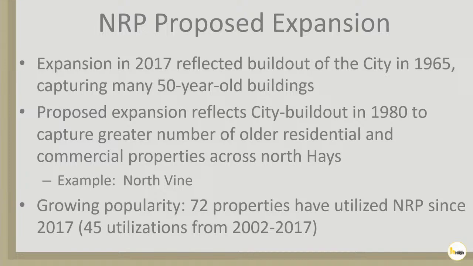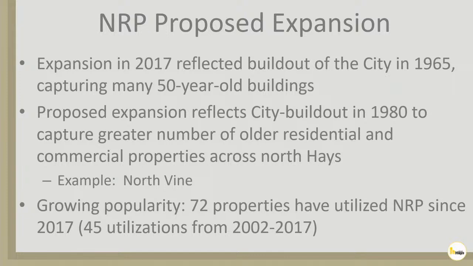So one of the big reasons we're considering an NRP expansion now is the ability to benefit properties throughout the city that are aging, and because of this are theoretically ripe for renovation and redevelopment. This reasoning was used in 2017 by expanding to reflect the build-out of the city in 1965, and the same reasoning can be used today to expand to reflect the build-out of the city in 1980. Such an expansion would include many residential and commercial properties across the northern areas of the city that could benefit from the use of NRP, and this includes many properties along the areas of North Vine, which are not tax increment financing or TIF eligible.